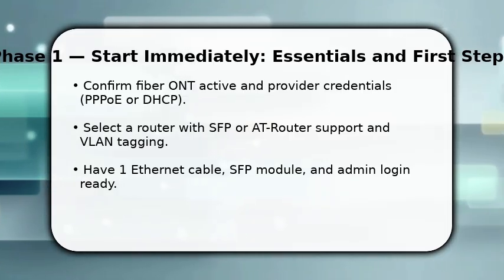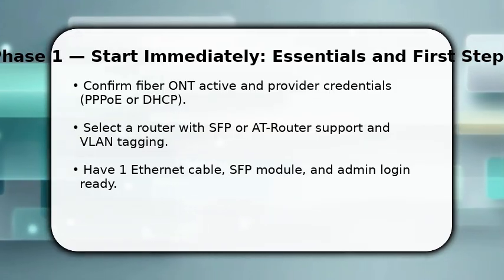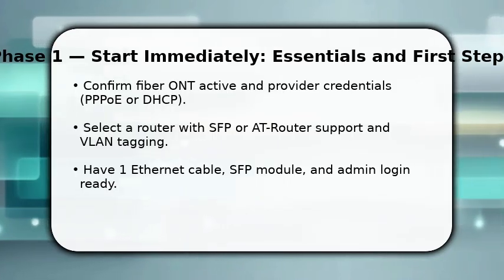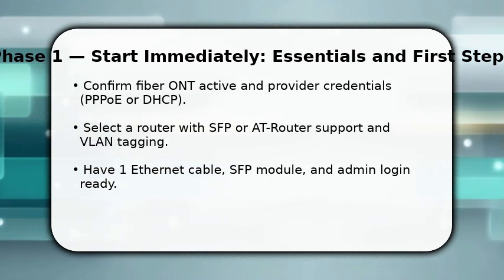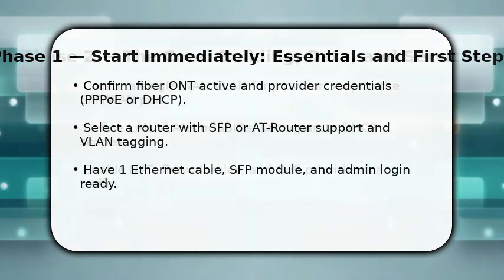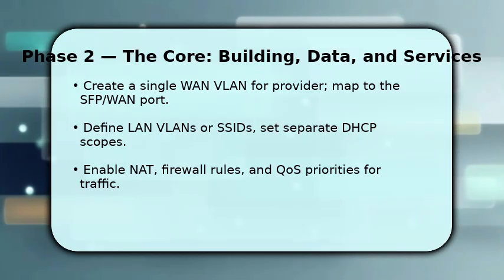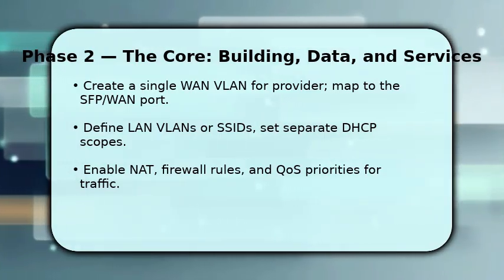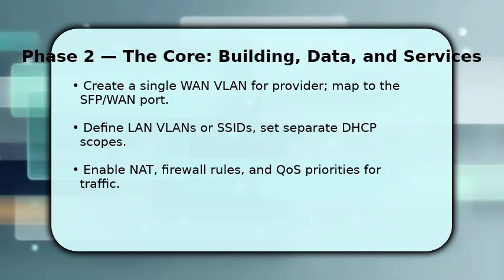Once done, connect the ONT to the router WAN port with the correct SFP or Ethernet cable and log into the router's admin page. This first step ensures a single authoritative device will hand out addresses and route traffic correctly for all shared devices. Once logged in, create the WAN VLAN that matches the provider's tagging and bind it to the SFP/WAN interface. This isolates provider traffic.